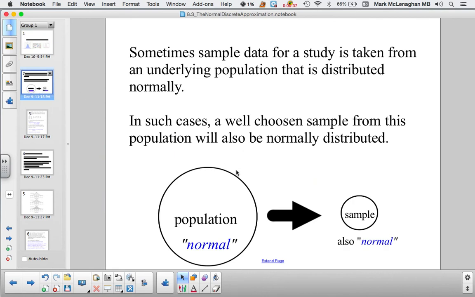Sometimes the sample of data in a study is taken from an underlying population that is distributed normally. In such cases, we can expect the sample population to also be normally distributed. So if it's normal here, our sample should be normal there.